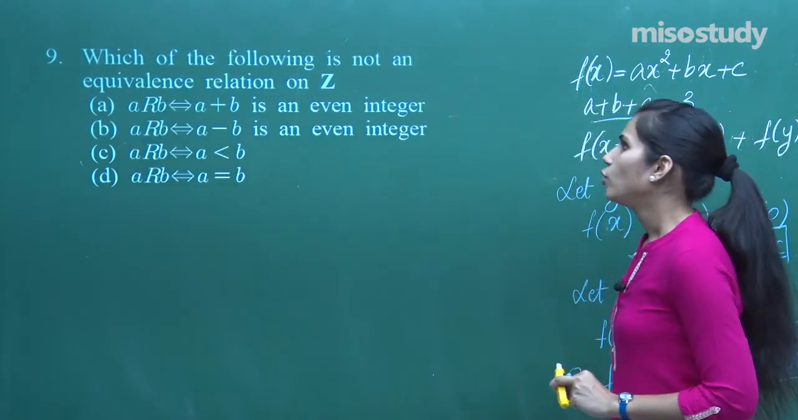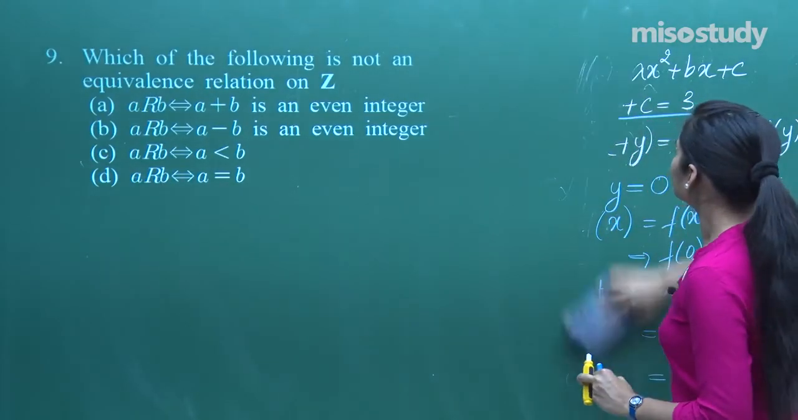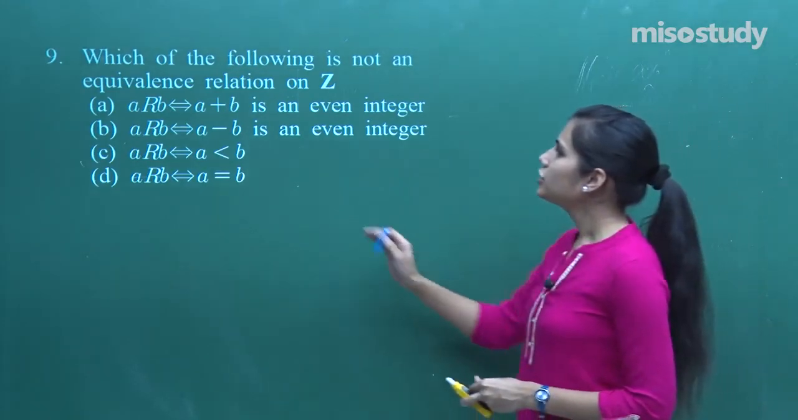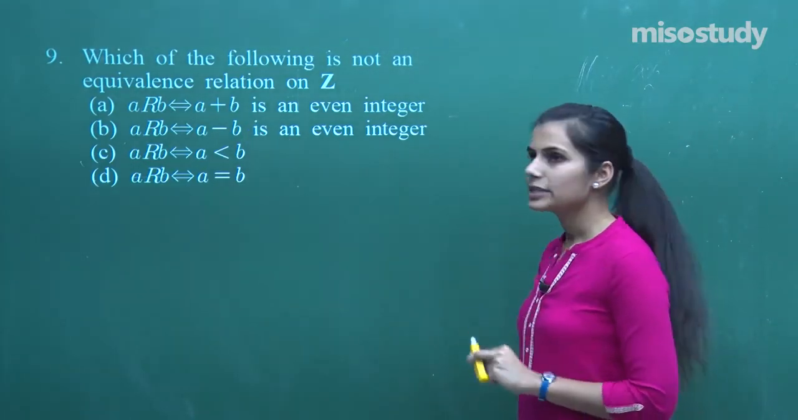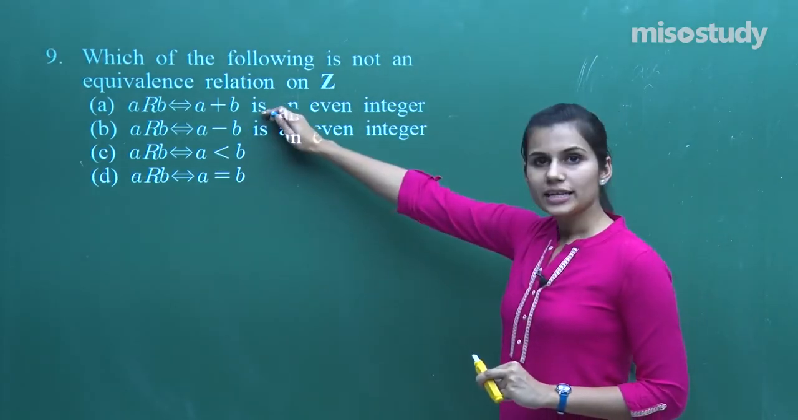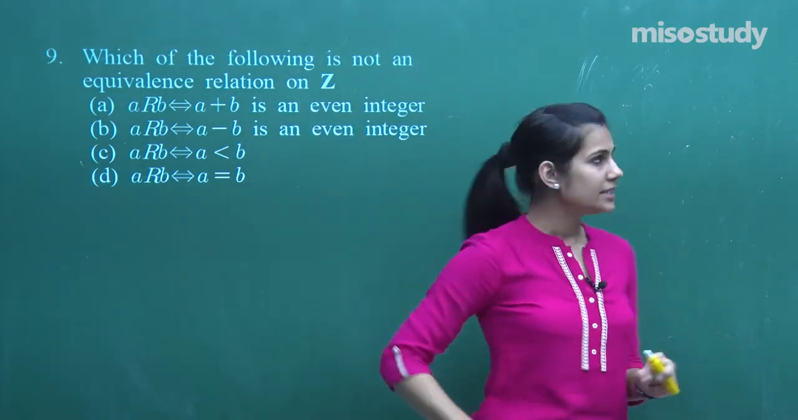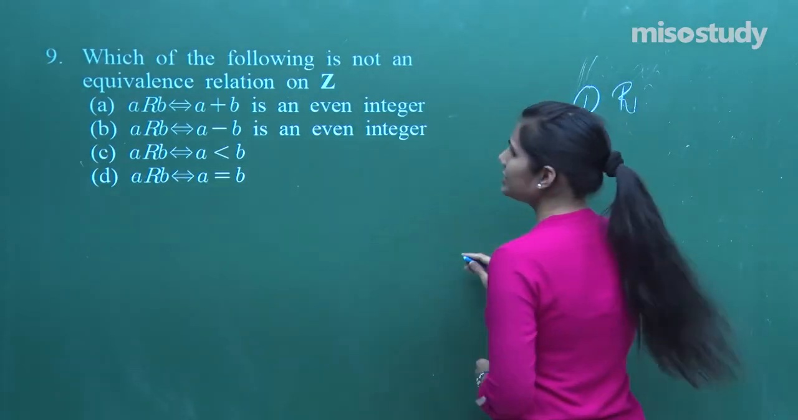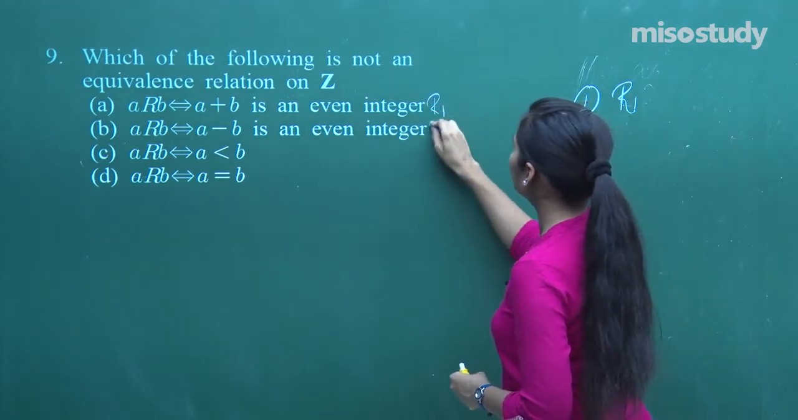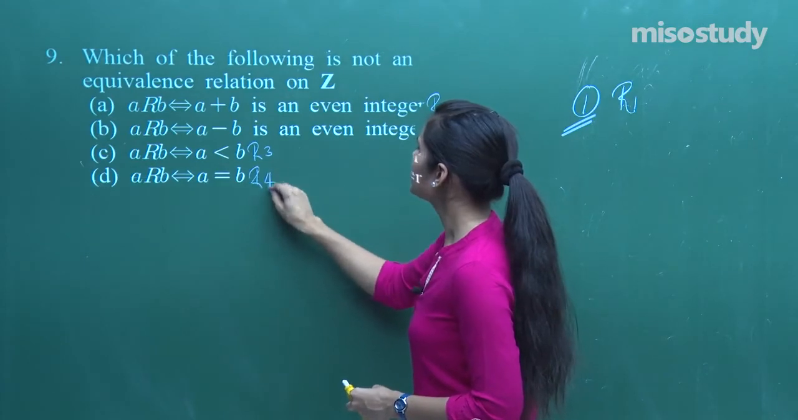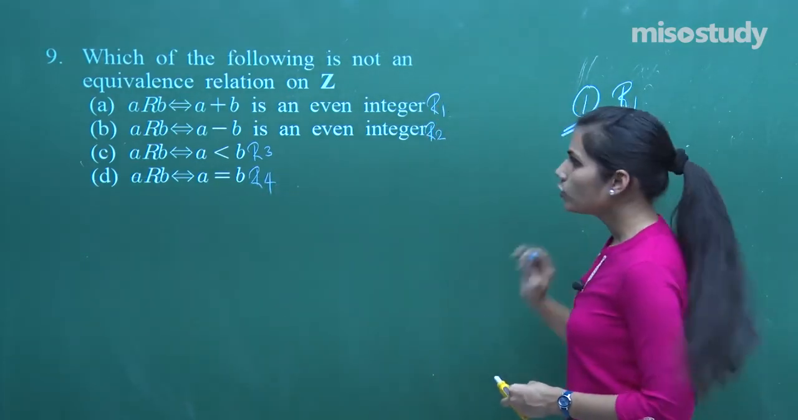Ninth question, okay, it is saying which of the relations is an equivalence relation? Well, A related to B if and only if A plus B is an even integer. Is this equivalence? Well, is this reflexive? Is A related to A? Let's see. Suppose I say that's R1, this is R2, this is R3 and this is R4. So is R1 an equivalence relation?